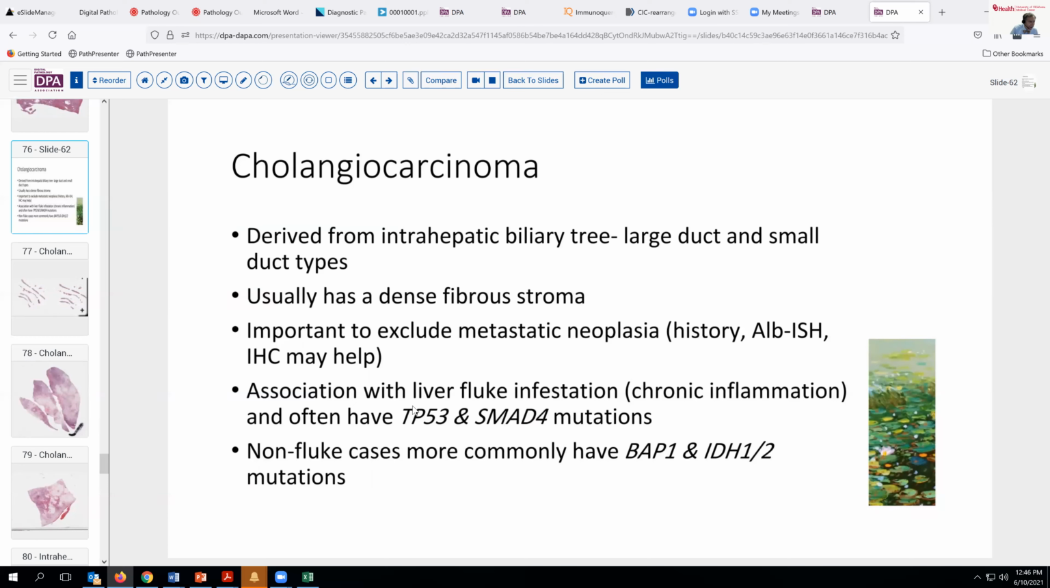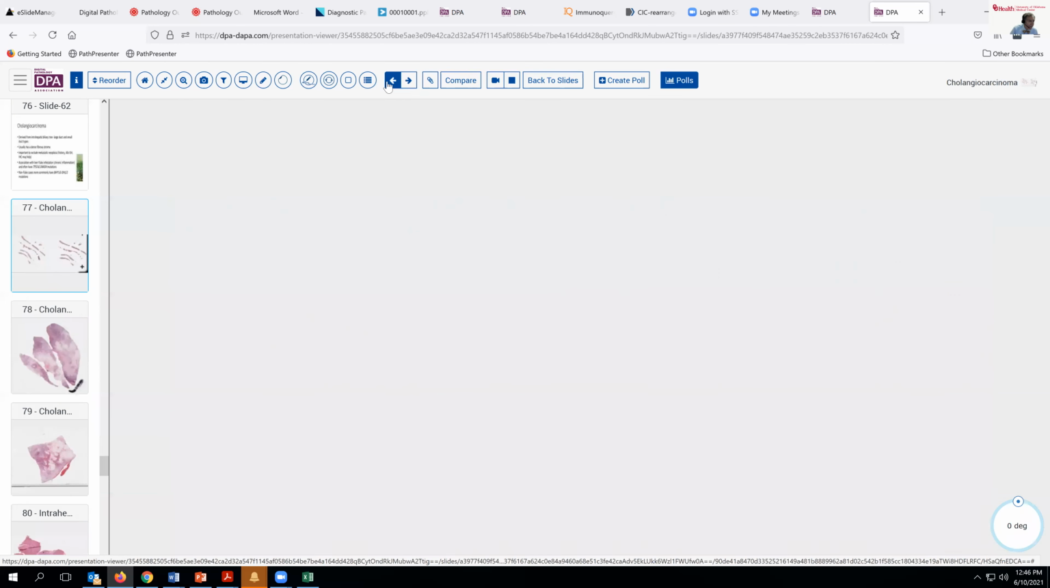This does have an association with a chronic inflammation secondary to Clonorchis sinensis and other liver flukes, and tends to follow the same pathogenetic pathway in terms of SMAD4 and TP53 that biliary type carcinomas in the pancreas do. In contrast, the non-fluke cases more commonly have BAP1 and IDH1 or 2 mutations as the inciting factor. I can see many a board question written out of these two little trivial items here, so be forewarned.